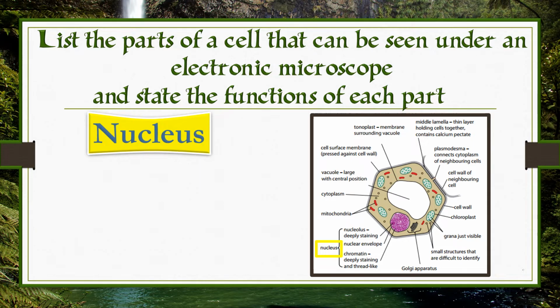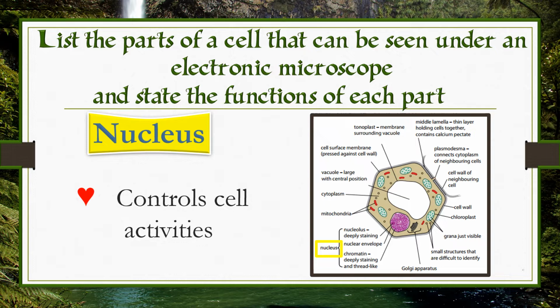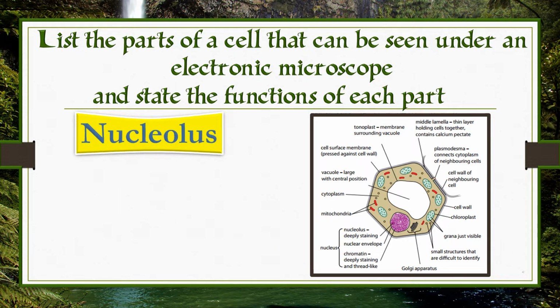We have the nucleus. The nucleus is composed of the nucleolus, nuclear envelope, and chromatin. The nucleus controls cell activities. The nucleolus is found inside the nucleus, and it is where synthesis of DNA takes place.